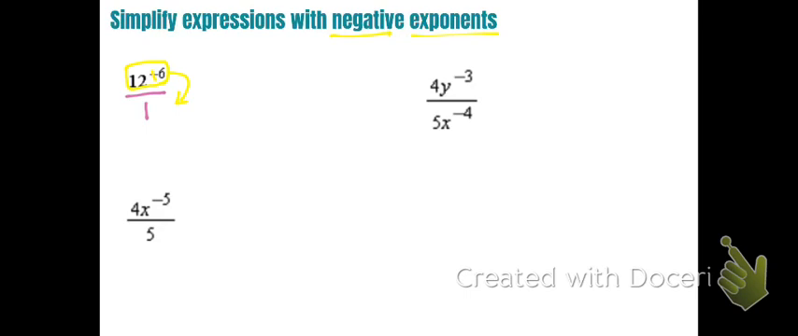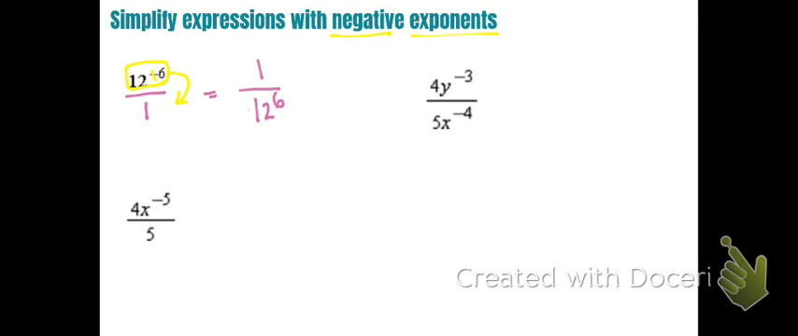So what do we have? Down in the denominator I have a 1 now, and also the 12 to the positive 6th power. And 1 times anything is just itself, so I'm just going to write it as 12 to the 6th power. But there's nothing in the numerator. What should I put there? A 1.